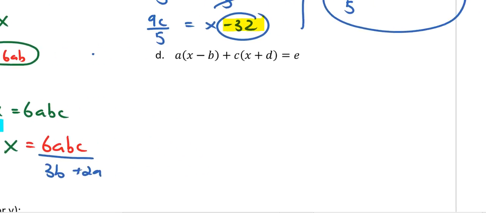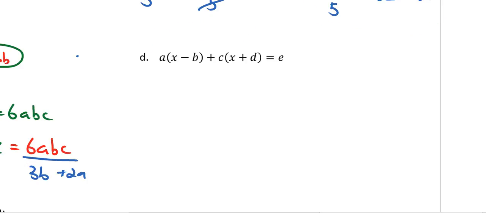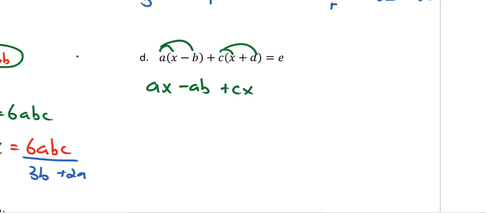Okay, let's move on to the next one here. Question number D. Okay, so question number D, I see brackets, so I'm going to delete that and just distribute this right across. This will be ax minus ab plus cx plus cd equals e. I'm going to rearrange these terms right here and put them right next to each other so that it's very clear that we can factor something out.